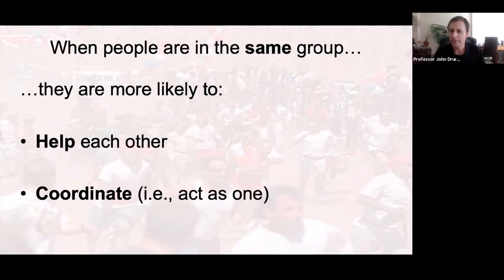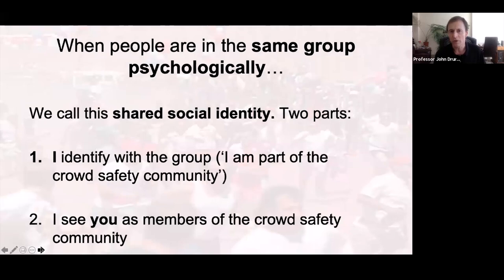Now, let me say what the psychological mechanism is, because when these conditions occur, when people see each other in the same group, we have a name for that, which is shared social identity. And shared social identity means two things. The first thing it means is that I identify with this group, that I see other people as me, as a we. And so I will define myself as part of the crowd safety community, for example. So that's the first part, my identification with the group. The second part is that I see you as members of the crowd safety community. So I'm a member of the group, you're a member of the group, therefore we've got shared social identity between us.